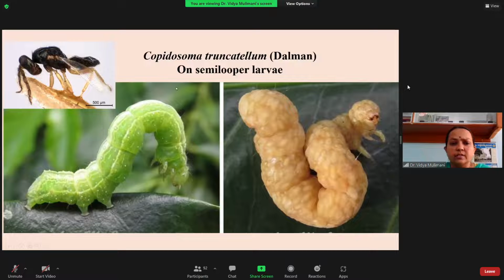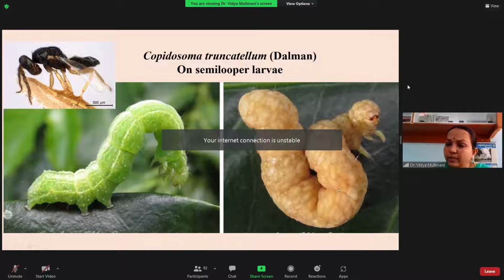So here you can see this Copidosoma, it attacks the early instar of the semi-looper larvae, and they develop internally. So here it is an endoparasitoid which is developing internally. But if you closely observe this larva, they have not allowed the larva to enter into the pupal stage. From the head region up to the tip of the abdomen, you can see these are the pupae of the Copidosoma.